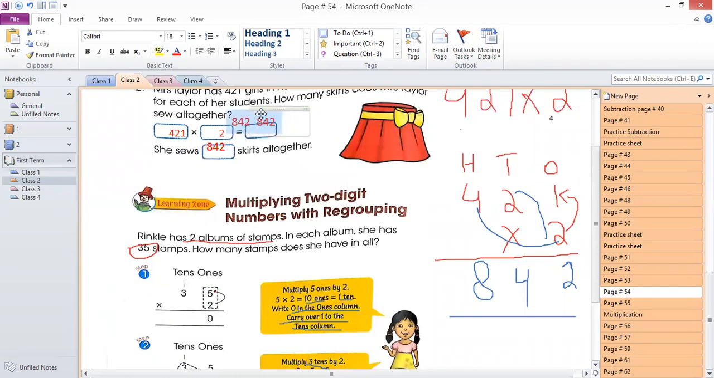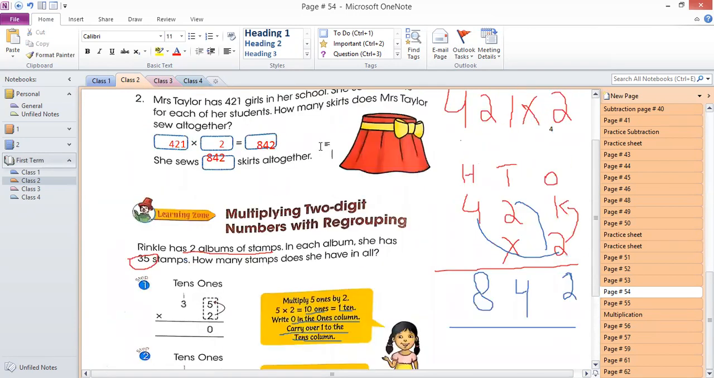$842. Write 842, guys. 421 multiplied by 2 is equal to 842. Is it clear, guys? Yes, sir.